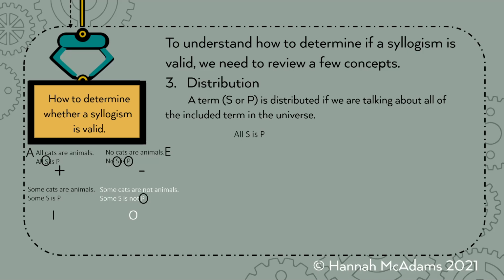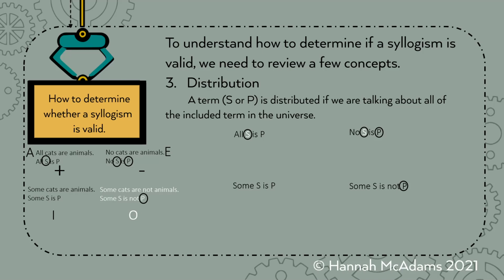Okay, now I want to practice the square of opposition again. All S is P, and then go over to the right: no S is P. Some S is P, and some S is not P. So this you should memorize, okay? Then we're going to circle the S in the A statement. We're going to circle both the S and the P in the E statement, and we're going to circle the P in the O statement. We don't circle anything in the I statement.